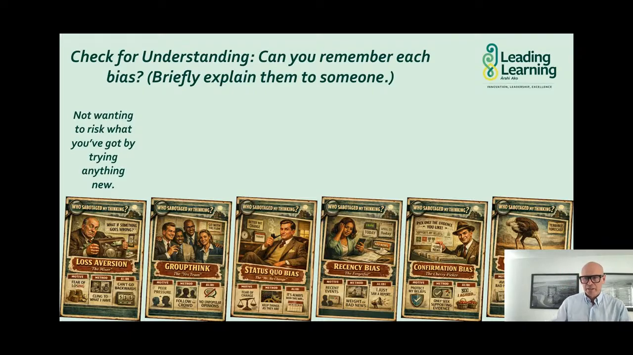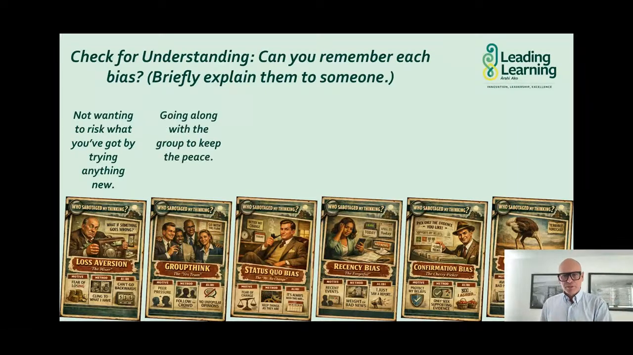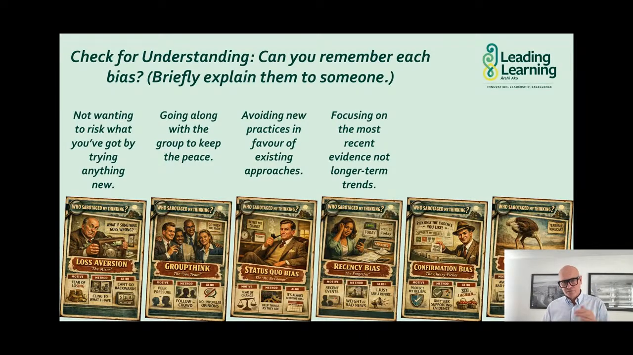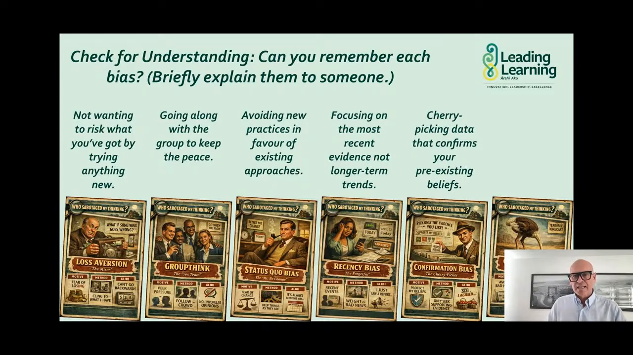All right, let's jump back in. Groupthink, suppressing dissenting views, going along with the group just to keep the peace, agreeing with the majority consensus. Status quo bias, avoiding new practices in favor of existing approaches. Recency bias is focusing on the most recent evidence, not longer-term trends. Confirmation bias, cherry picking the data that confirms your pre-existing beliefs. And ostrich effect, avoiding unpleasant or unwelcome news.